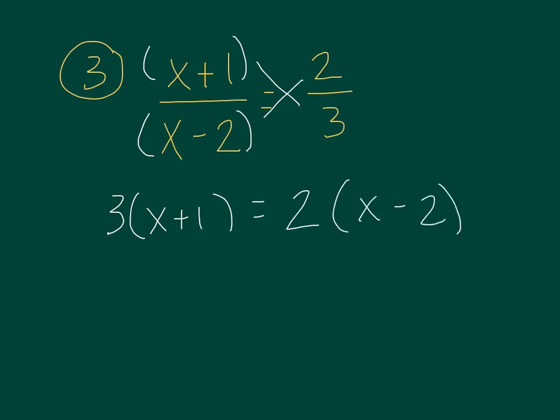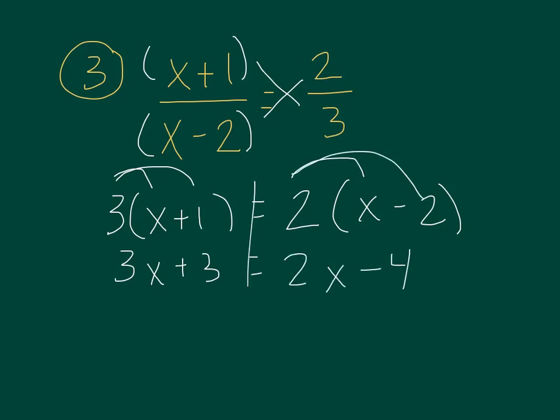Since I have them in parentheses, it looks normal. It looks like yesterday's stuff because we can distribute. So we're taking 3 times x, which is 3x, and 3 times 1, which is 3. I've seen a lot of people missing that part. You got to make sure you distribute to everything, okay? On the other side, you have 2 times x, which is 2x, and 2 times negative 2, which is negative 4.